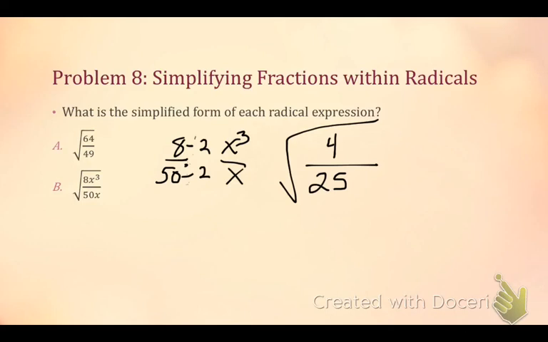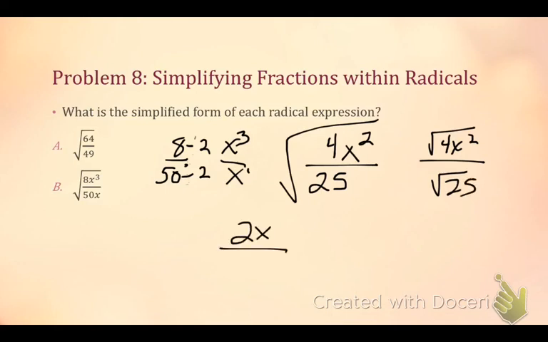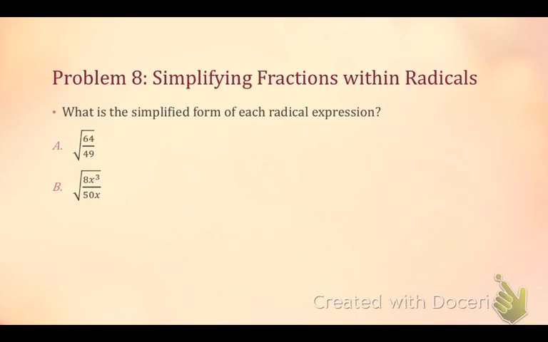X cubed over x, I know because of exponent rules that when I have a division problem, I subtract. So x cubed minus x to the first is x squared, and that goes in my numerator. So as I look here now, I have the square root of 4x squared over the square root of 25 is going to give me 2x over 5. Now, if you were to go ahead and start with your square root of 8x cubed over 50x, you can individually square root them and start going that way, but it does get a little bit more complicated. So I would encourage you to at least take a look at simplifying first and see if that will help you out.